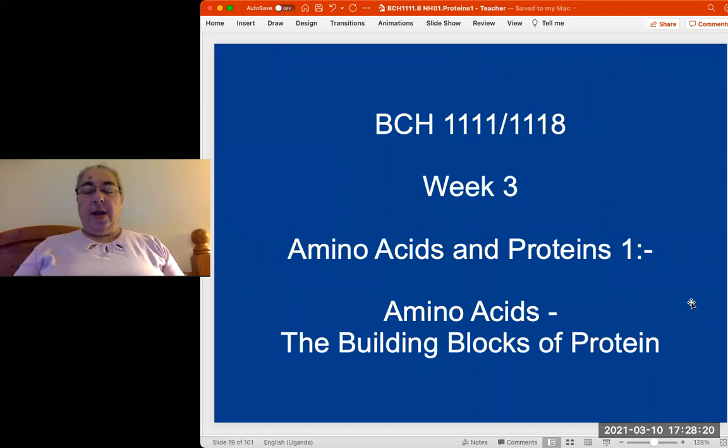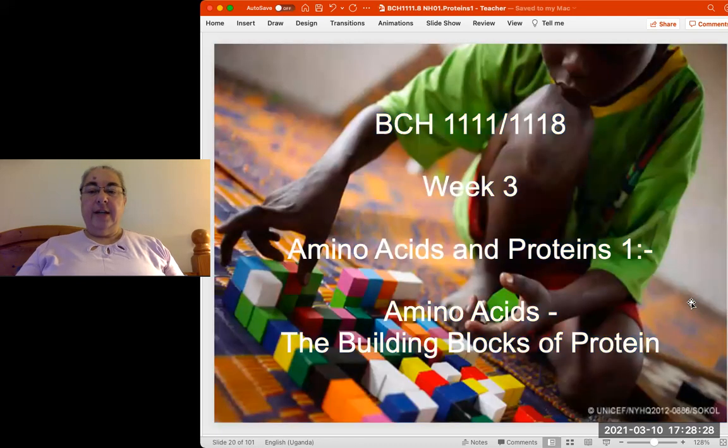Okay, so I'm going to go on now to talk about amino acids, which are the building blocks of protein. So again, just to remind us of this building block concept, here's a small boy with his building blocks. I'm not sure what he's building here, perhaps a house or some sort of building. But you can see that he's put together lots of small, simple shapes to make a complex structure.